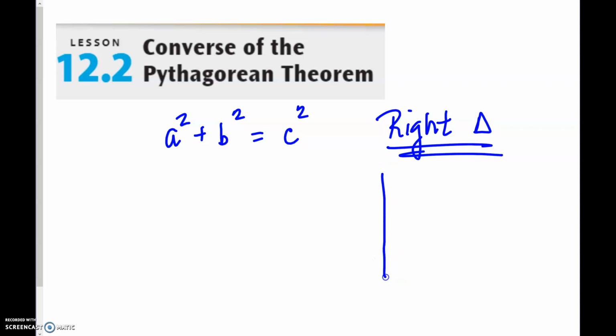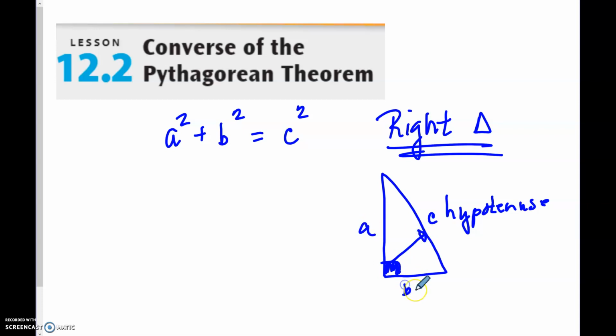So in your right triangle, remember that C is always your hypotenuse. It is always the side that is opposite of the right angle. So we have a right angle in here, and C is always that side opposite. Now, A and B can be in either order, as long as these are both the legs, the two that come together, and then C is always your hypotenuse.